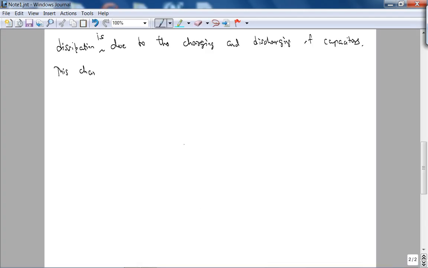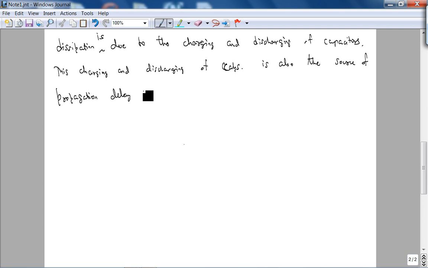But basically, this charging and discharging of capacitors, caps, as capacitors are abbreviated, is also the source of propagation delay. Recall your lab zero.